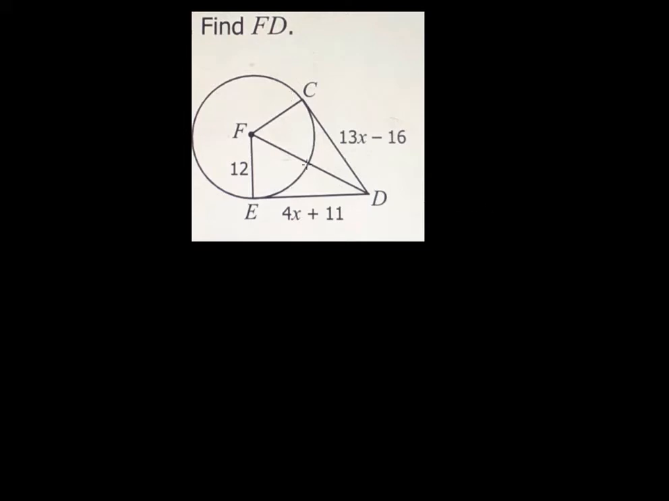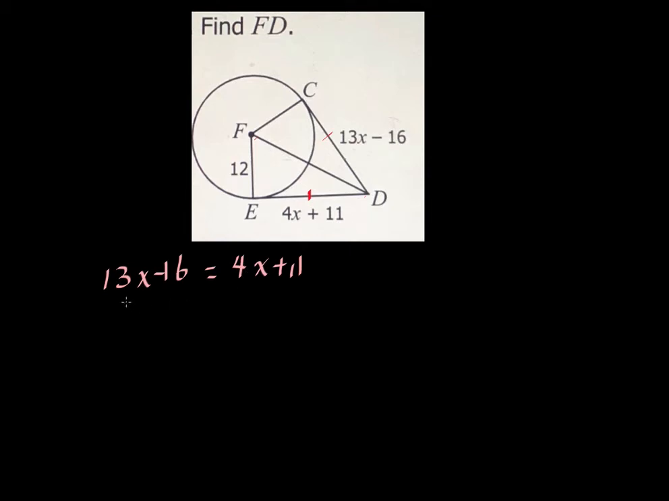Okay, here we have a circle with radius 12, and we have ED as a tangent, and CD is also tangent. For a point outside a circle, all these tangent lines are equal to each other. So this length and that length are equal. So we could set them equal to each other. So we have 13x minus 16 is equal to 4x plus 11. Again, we're trying to find FD here, which could be the hypotenuse of these two right triangles.